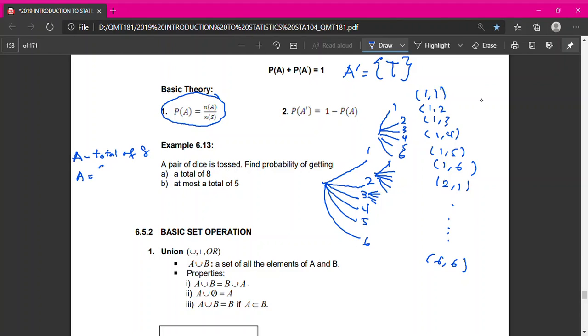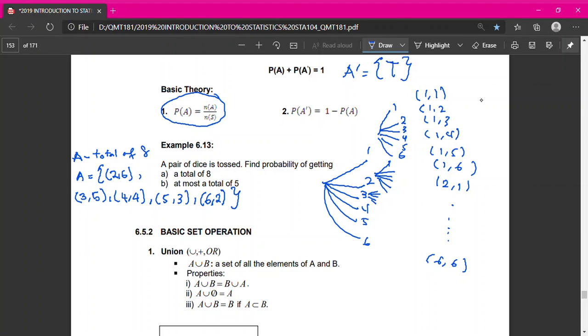So, the pairing will be 2 and 6. Right? Lagi. Buat kat sini. Lagi apa lagi? 3 and 5. 4 and 4. 5 and 3. 6 and 2. Total of 8.